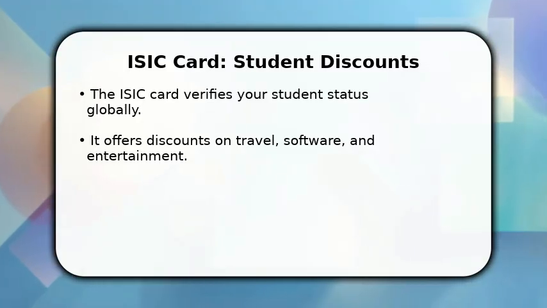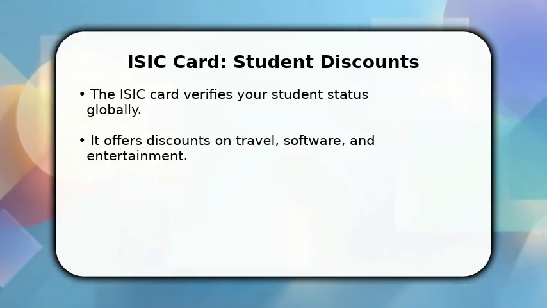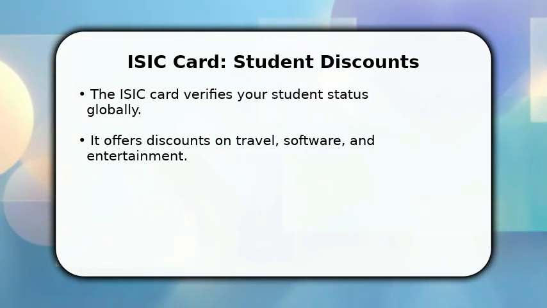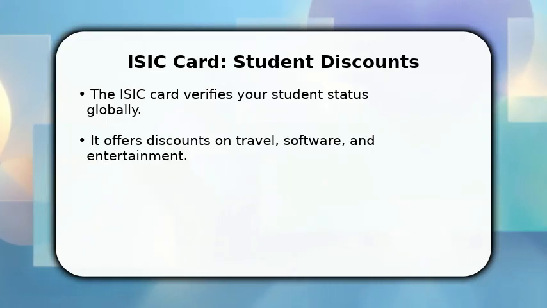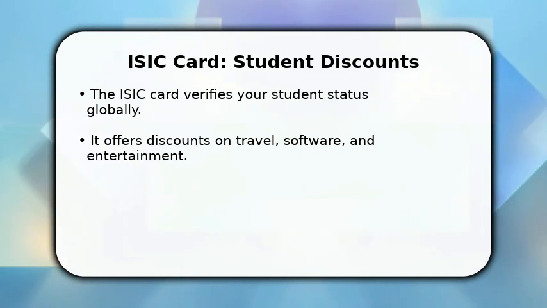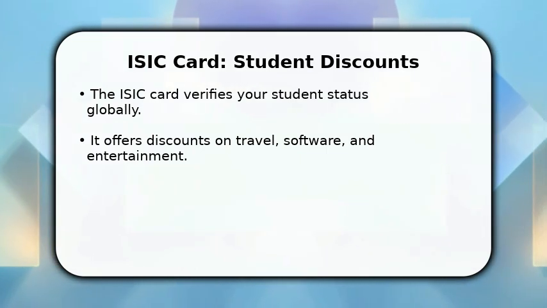In this video, I will explain how to use your ISIC card for discounts. First, let's understand what an ISIC card is. The International Student Identity Card, or ISIC, is the only internationally recognized proof of full-time student status. It provides access to over 150,000 discounts and services in more than 125 countries. Eligibility typically requires you to be a full-time student at an accredited institution. It is a fantastic tool for saving money while studying or traveling.